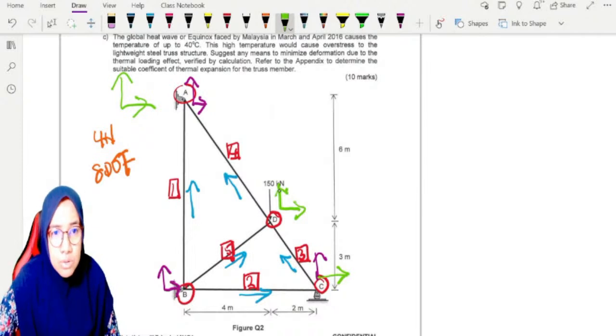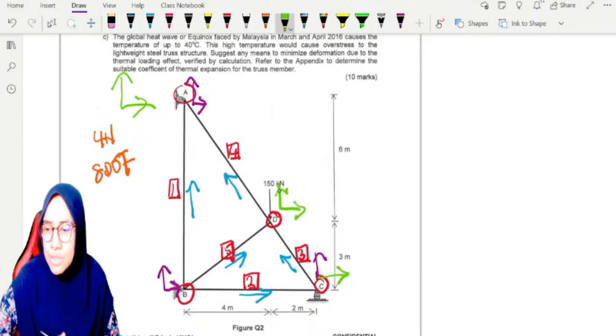Okay, so the green arrow represents the unconstrained system, and the purple arrow represents the constrained system. Each node must have 2 degrees of freedom. The total is 8 degrees of freedom, because there are 4 nodes, A, B, C, and D. Now we will label.